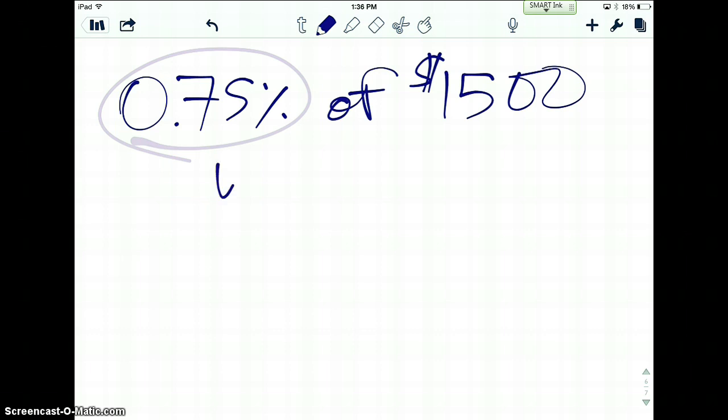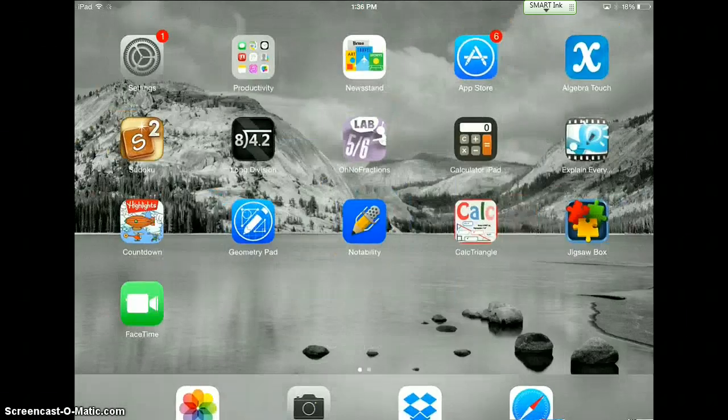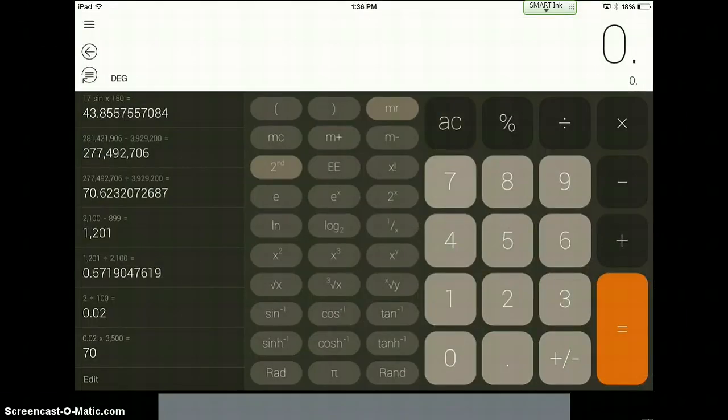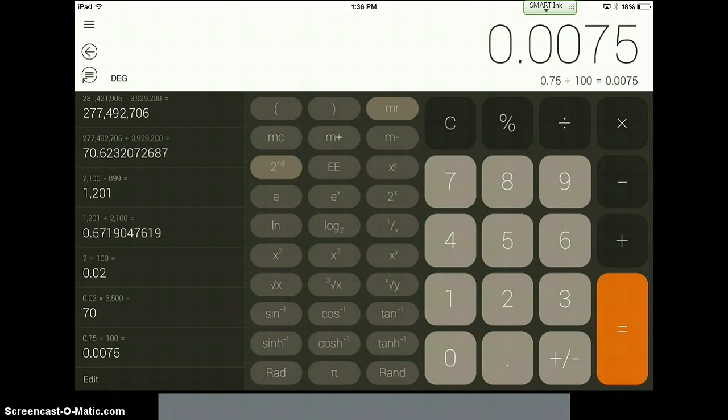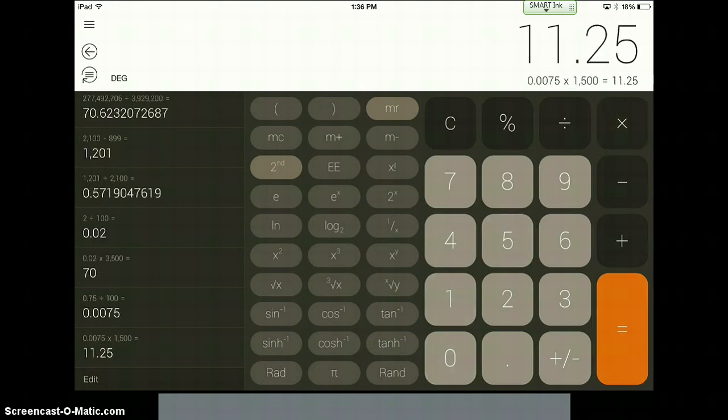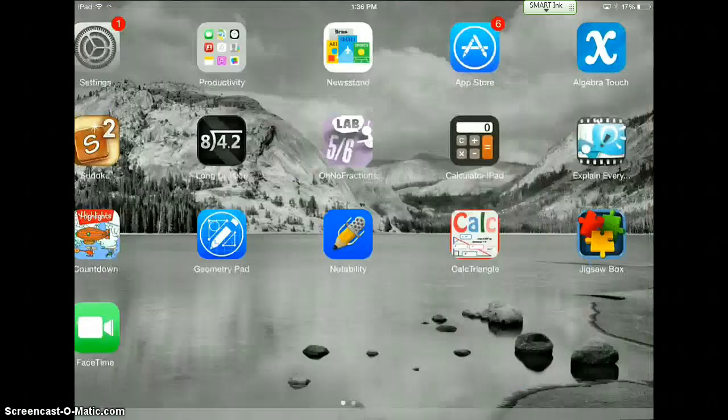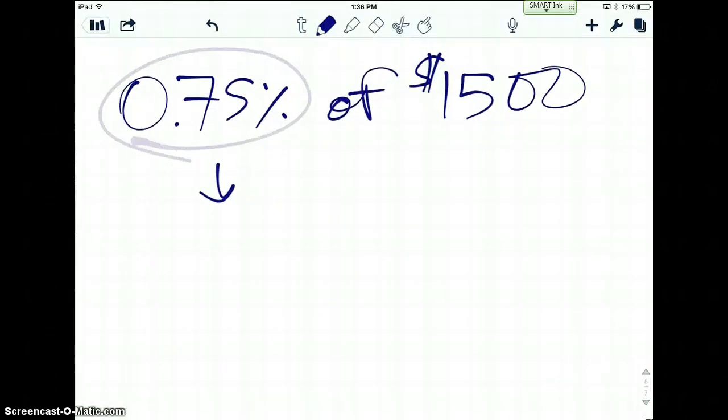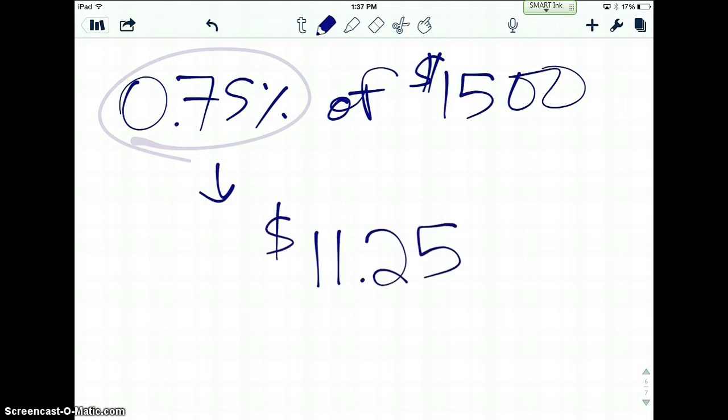So let's calculate this out. 0.75% on the calculator. 0.75 divided by 100. Whew, that's small. Times her investment of $1,500. So she's going to get $11.25. $11.25 every year, per year.